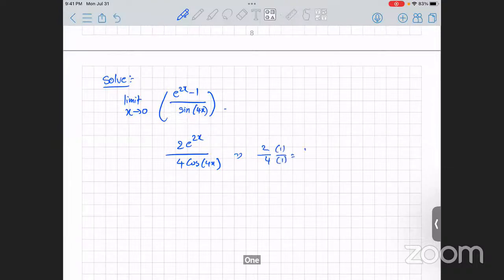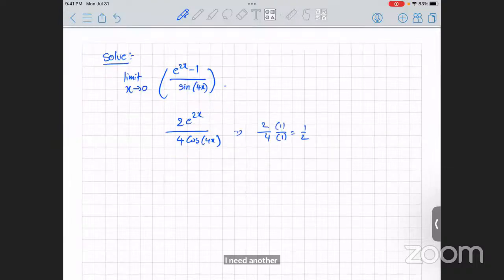Sir, I did it by another formula: limit x tends to 0, e raised to x minus 1 by x equals 1. You can use that also. Okay, then solve this.